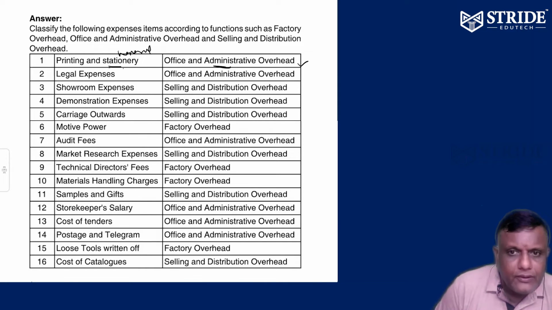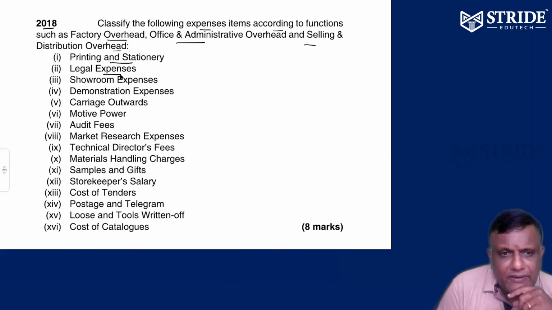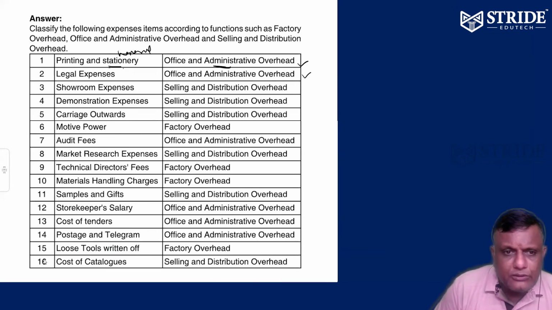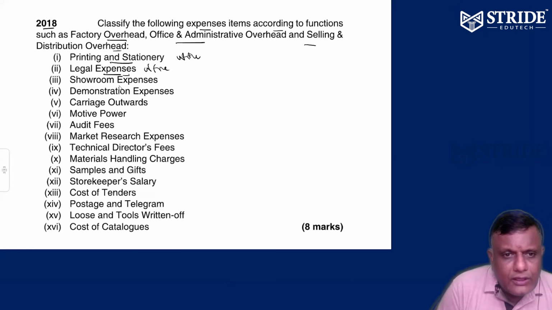That's okay. Next one, legal expenses. Generally, legal expenses are relevant for the accounting line. But anyway, for this you have to show it as related to office and admin, office overheads. Here also, office generally. Nothing is given. You can take it for office overheads. So legal expense also, nothing is given. Office overheads.